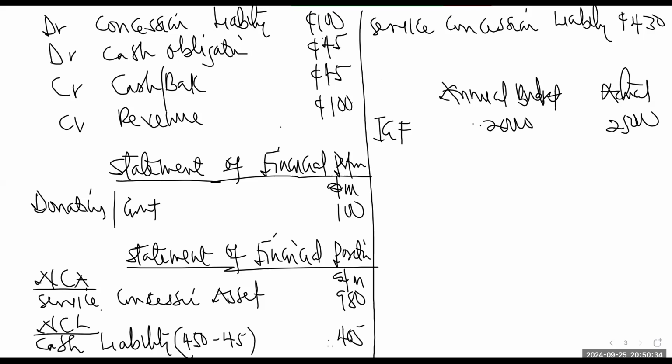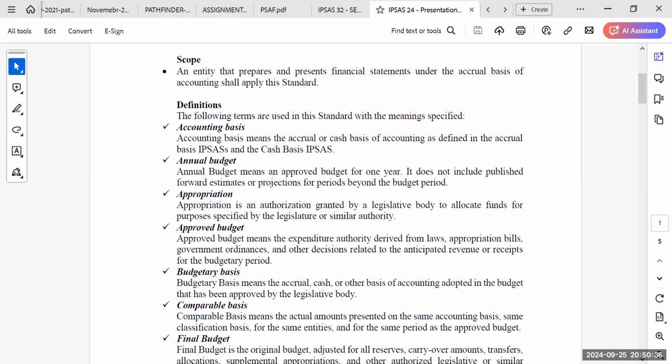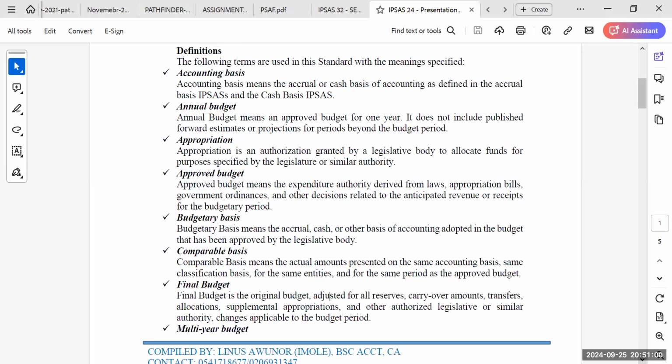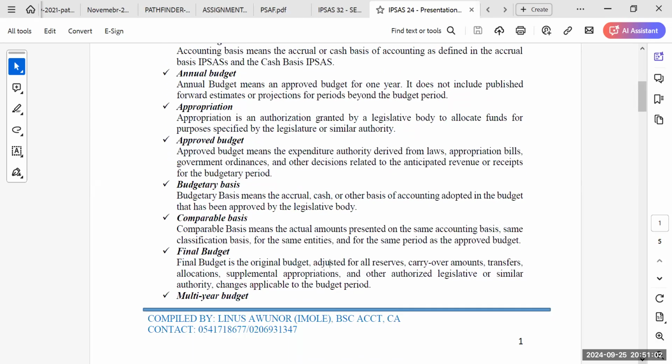You are preparing a budget so that you can compare the actual result with the budgeted results. That's what we call the comparable basis. Comparable basis means that the actual amount is presented on the same accounting basis, same classification basis, for the same entities and for the same period as the approved budget. That's what we call the comparable basis.